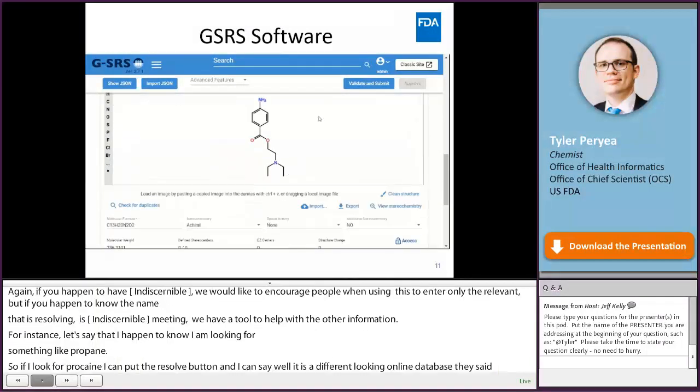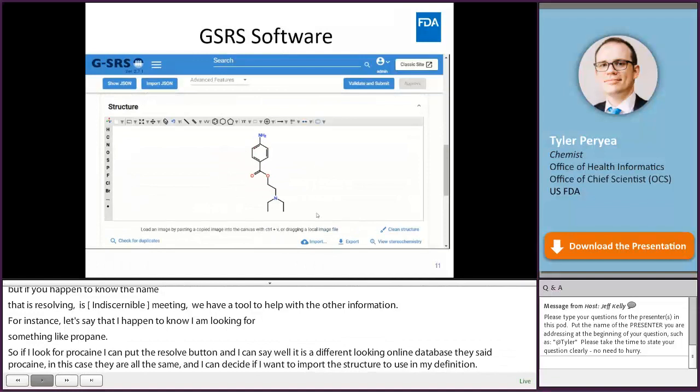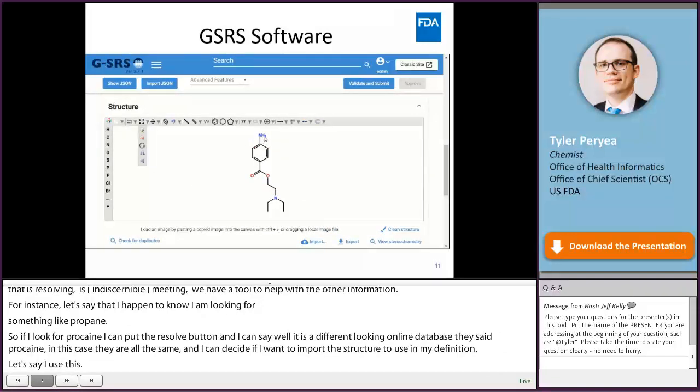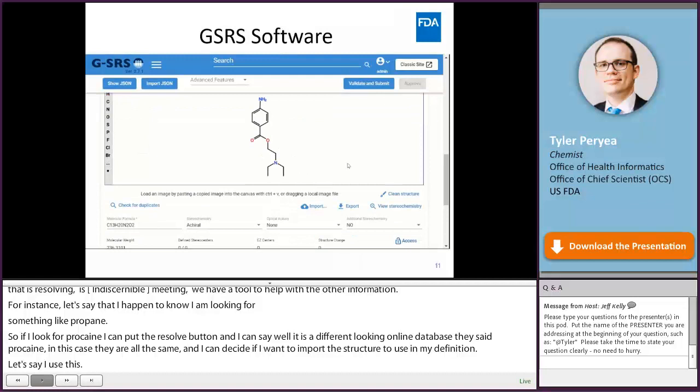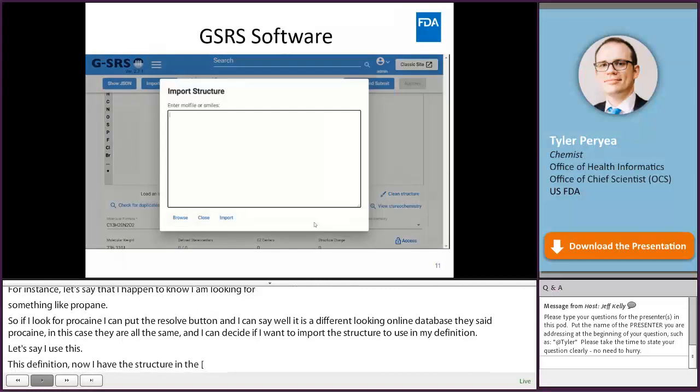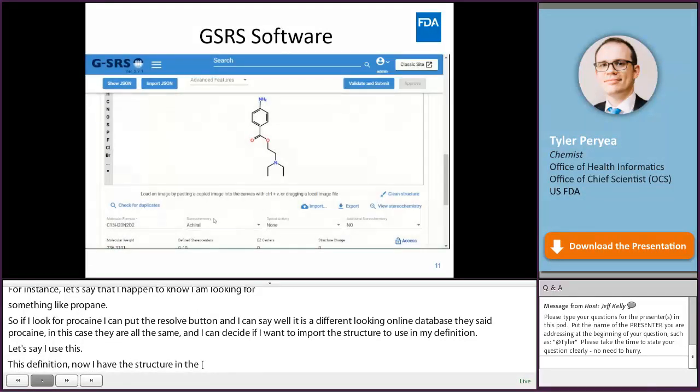Now I have this chemical structure in the chemical editing tool, and if there's some minor modification I need to do to it, I can do it there. I can change the aesthetics, or if I just happen to have a SMILES or a mole file, I could import that directly as well.